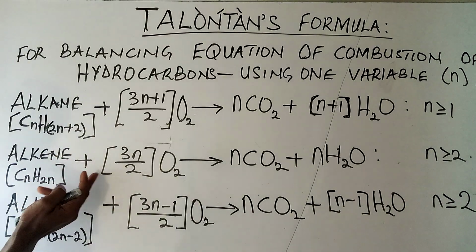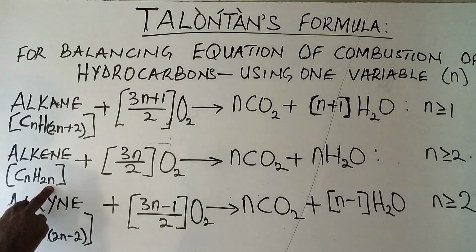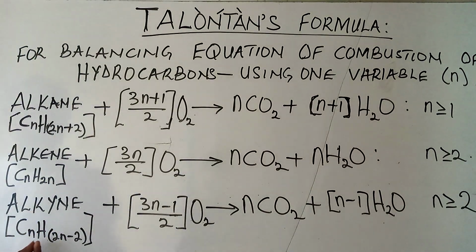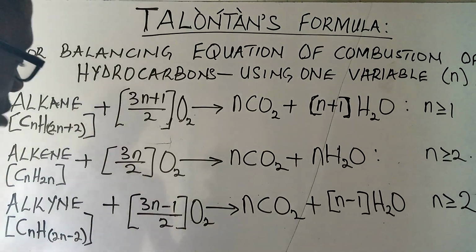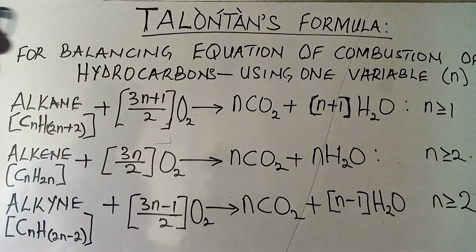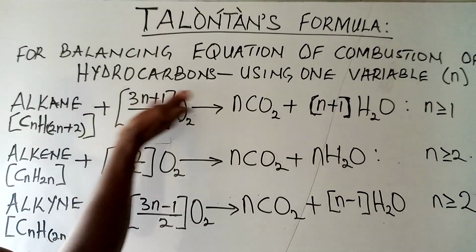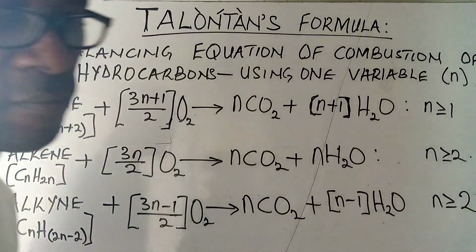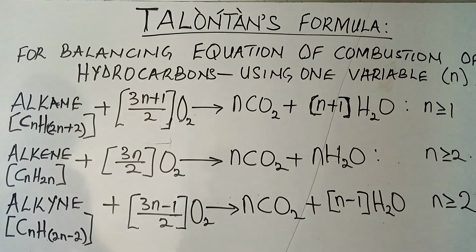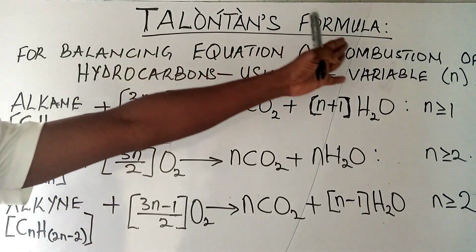This is the one for unsaturated hydrocarbon alkene with general molecular formula CnH2n, where n is greater than or equal to 2. And also for alkyne with general molecular formula CnH2n-2 with n greater than or equal to 2. So all we need to do now, if you want to balance any of these hydrocarbons, is just insert the value of n wherever n is, and it will balance it automatically. So let's go and see one or two examples on balancing the equations, for a start, to test the authenticity of my formula named Talontan's formula.